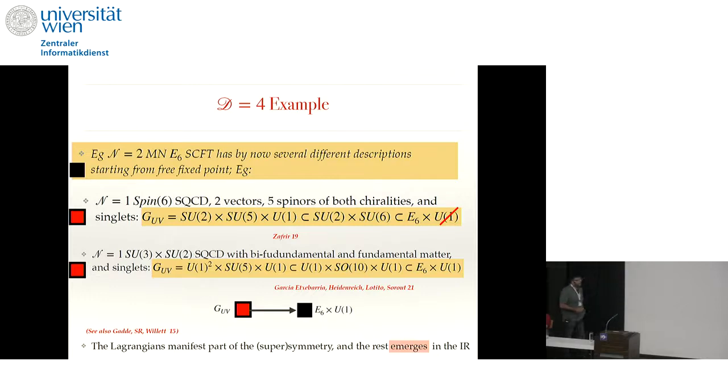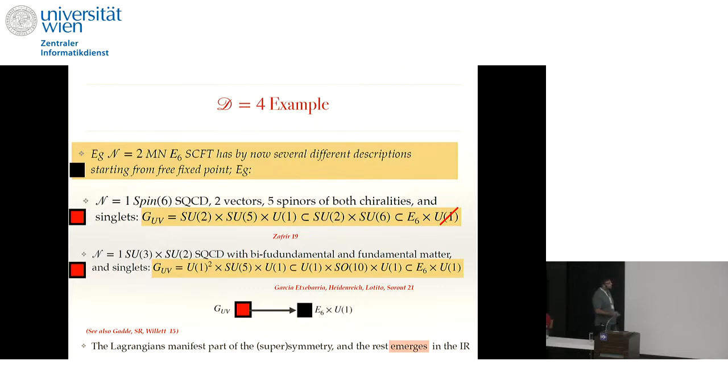And by now we have several descriptions, Lagrangian descriptions of this theory. So we start with, again, a vanilla Lagrangian with some gauge group. For example, here is a Spin(6) group with some matter content. And the theory manifests in the UV a certain subgroup of the global symmetry in the infrared. This is SU(2) times U(1) in N=1 language. But the claim is that it flows in the infrared to this famous SCFT.